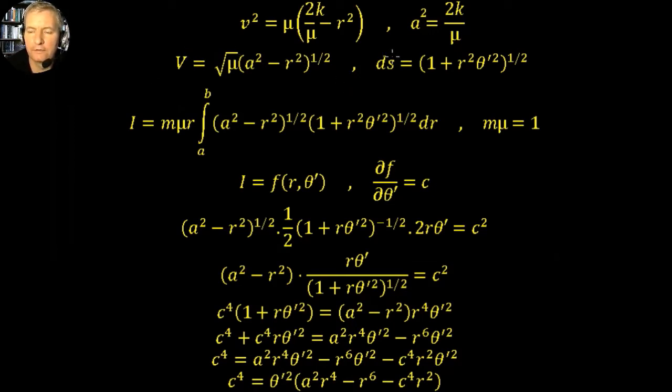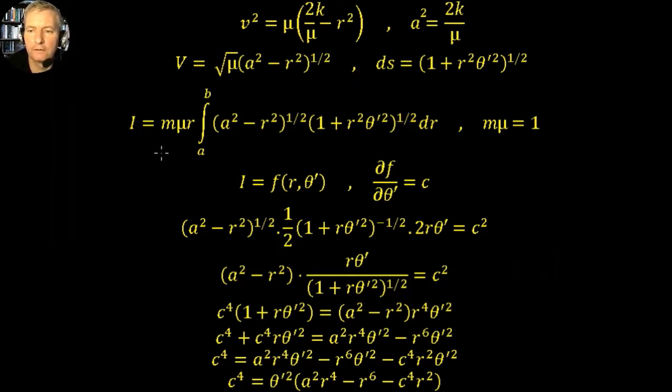The value for ds is exactly the same as in the previous video. It's going to be 1 plus r squared theta derivative squared to the power of a half. If you're unsure of that, you can have a look at the previous video, but we've seen this a couple of times. In fact, this is the third time we've seen this one in all of our examples.